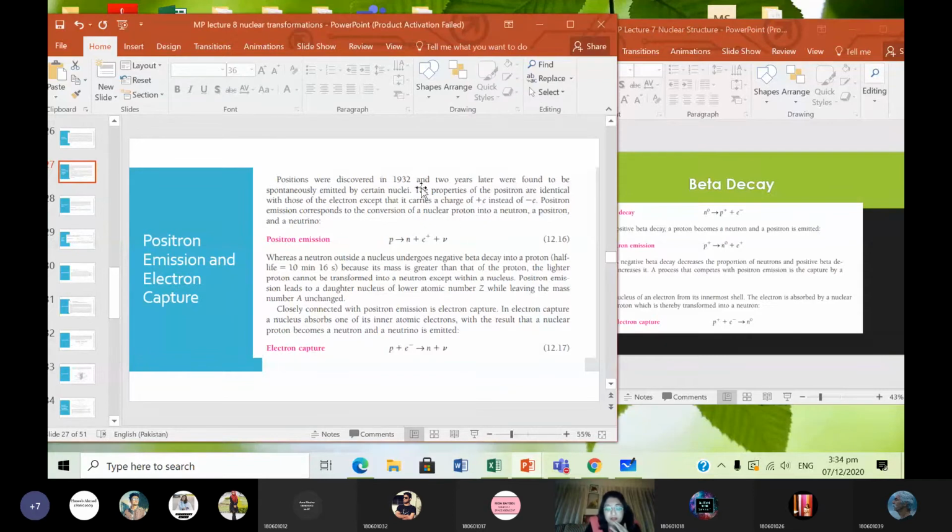So positrons were discovered in 1932. Two years later, they were found to be spontaneously emitted by certain nuclei. Positron, we already mentioned what a positron is. It's basically an electron, except it has the same mass as an electron, but an opposite charge. Positron emission corresponds to conversion of a proton into a neutron and a positron. Proton converts to a neutron and a positron with the emission of a neutrino.